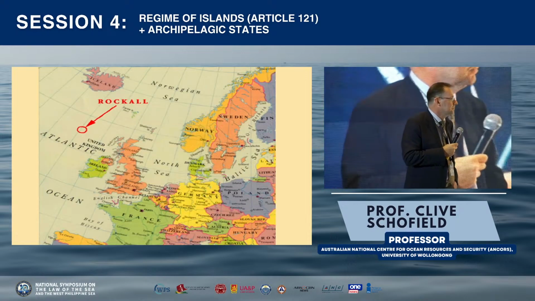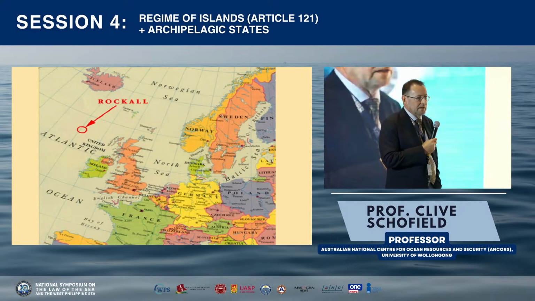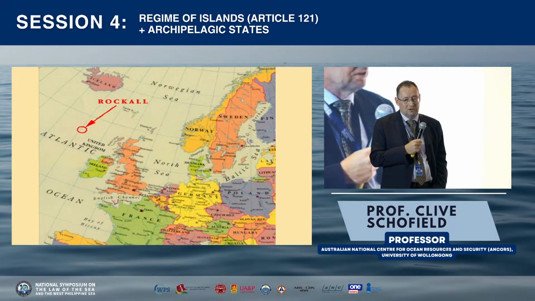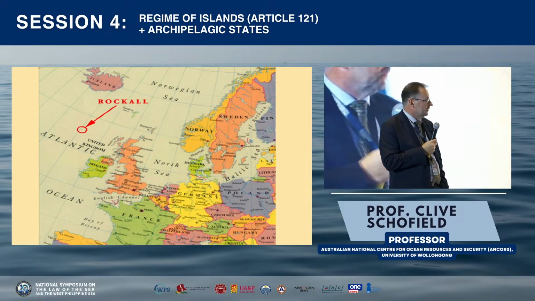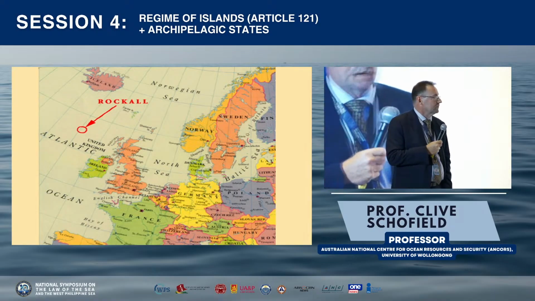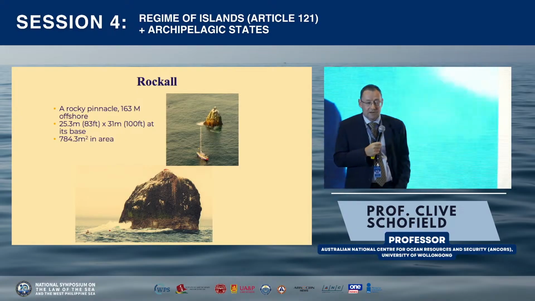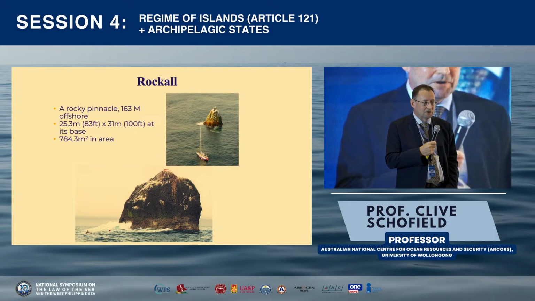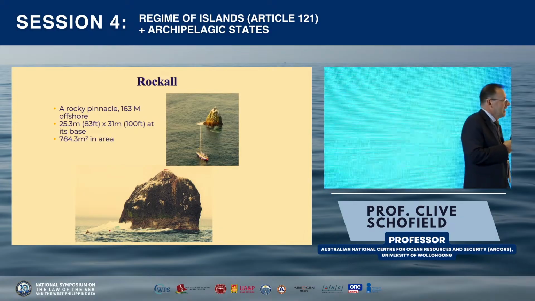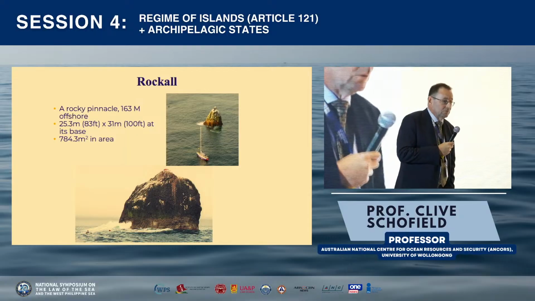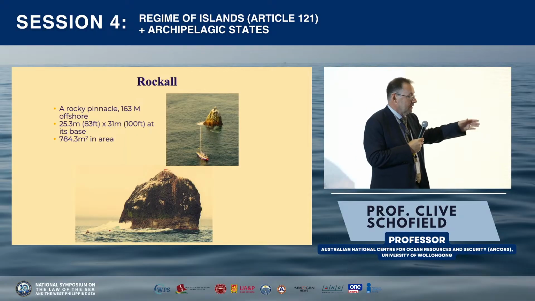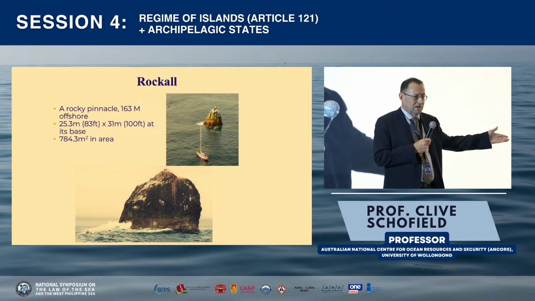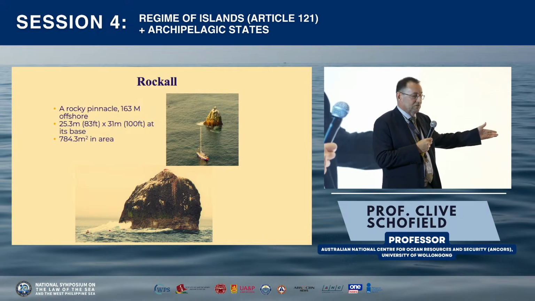Next, please. So Rockall, and I think here the clue is in the name, is a feature that's about 160-odd nautical miles to the northwest of the Outer Hebrides in Scotland. Next, please. This is what it looks like. I'm giving a sort of travel agent's tour, but not a very effective one, I suspect. Now, the legal question for you is: is this a fully entitled island capable of generating a 200 nautical mile EEZ and continental shelf rights, or is it a rock?